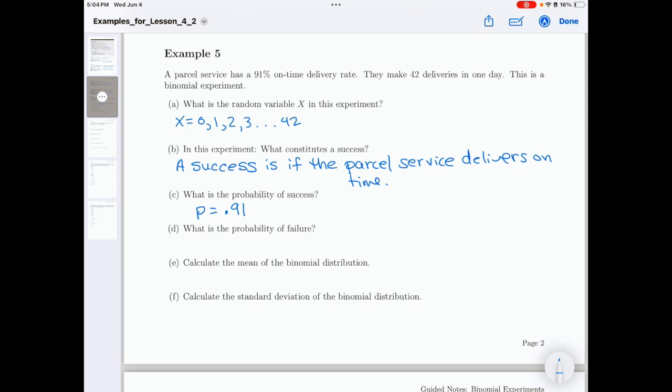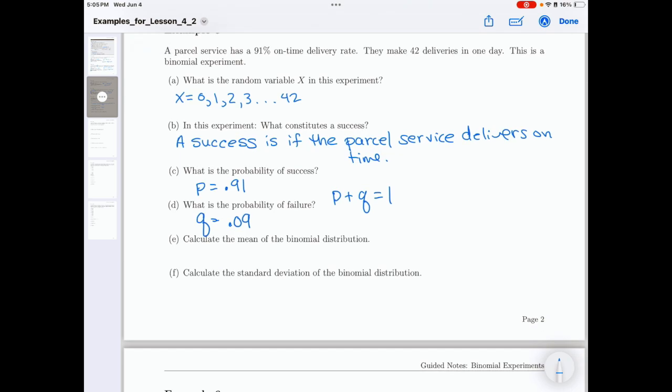Part D, what is the probability of failure? Failure is going to be the complement of success. So if the delivery is on time 91% of the time, then 9% of the time they're not going to make it on time. So the probability of failure, which is Q, would be 0.09, or 9%. P plus Q always has to be equal to 1 since they're complements.